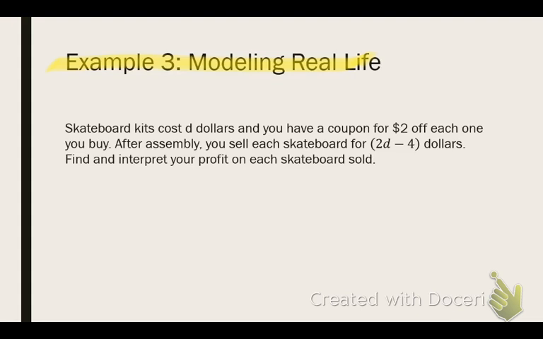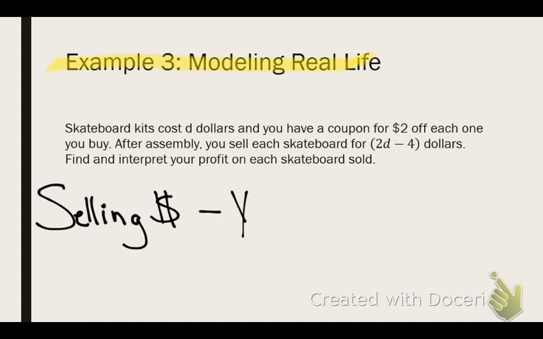Okay, so here's what it looks like. You've got what you sold it for. You need to write this down. So, selling price, and then you have to subtract. You sold it for this, but then how much did you pay in materials or labor or whatever you want to call it? So your cost. Subtract your cost from it, and that's going to equal your profit.